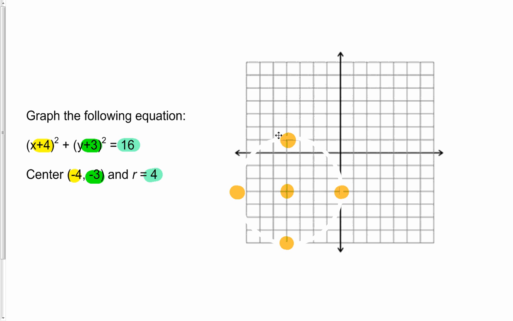And then we trace in our circle, and it should look something like this. It's going to go through those 4 points that we drew and always be exactly 4 units away, no matter which direction it's moving.